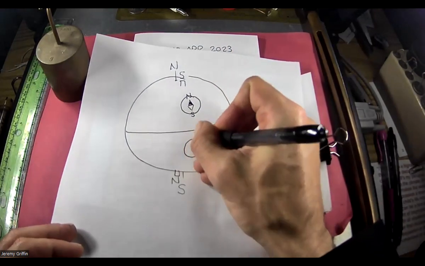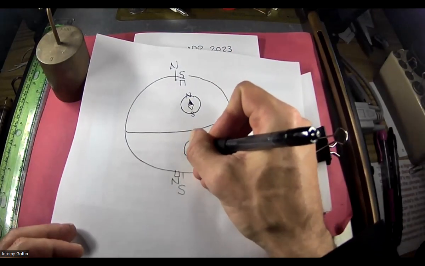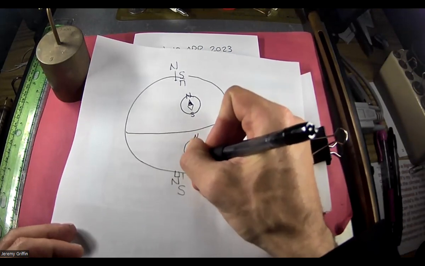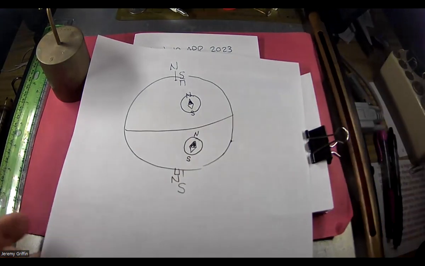if you take this compass and change hemispheres with it, just move it down here into the southern hemisphere, how's that needle going to move? Well, the north still points north, and the south still points south. So it doesn't actually move the needle. It still stays aligned.